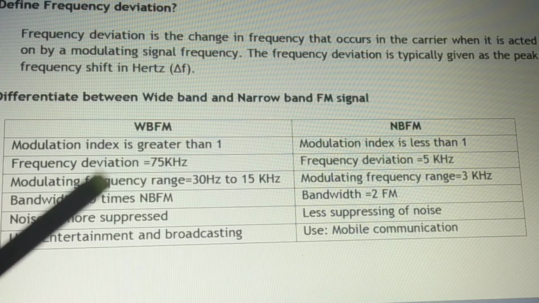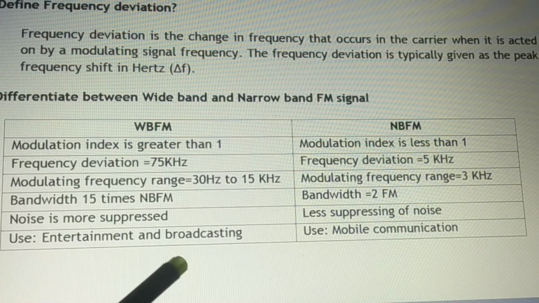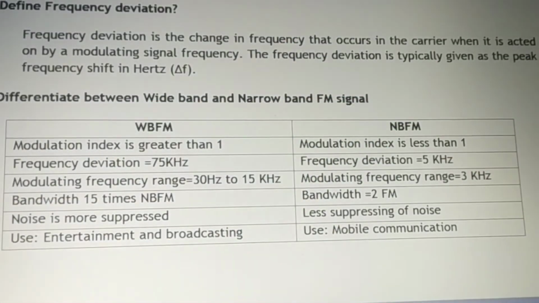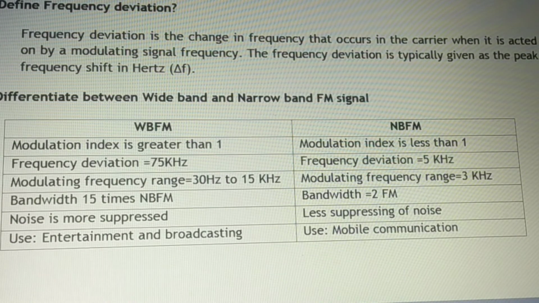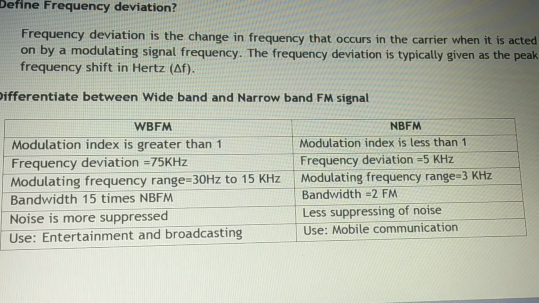So wideband FM can be used for entertainment and broadcasting. Narrowband FM can be used for mobile communication. So this is the differentiation between wideband FM and narrowband frequency modulation.